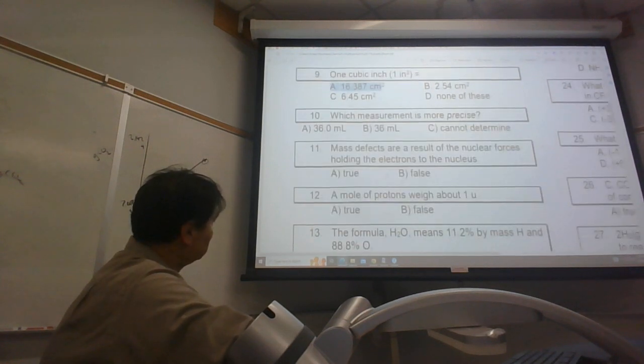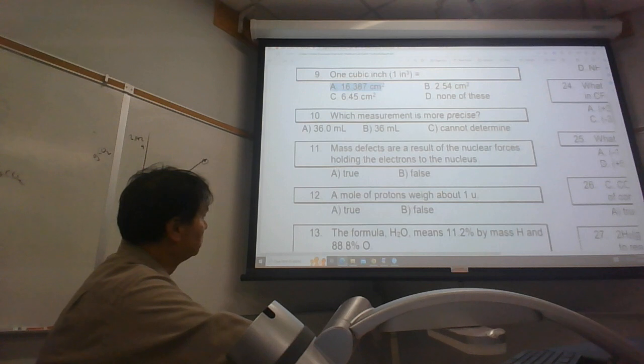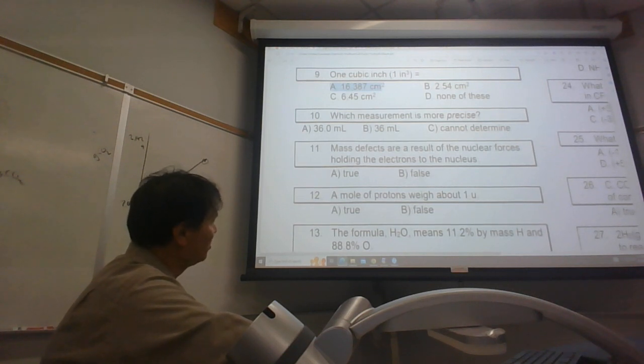11. Is it the nuclear forces holding the electrons to the nucleus? No. It's holding the protons, right? Right, it's holding the protons together in the nucleus. What's holding the electrons to the nucleus are Coulombic forces, electrical forces. Okay, so if you switch electrons with protons, that's true. Yeah. Okay.